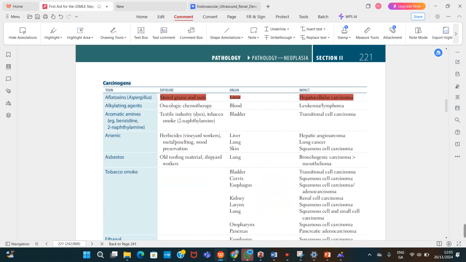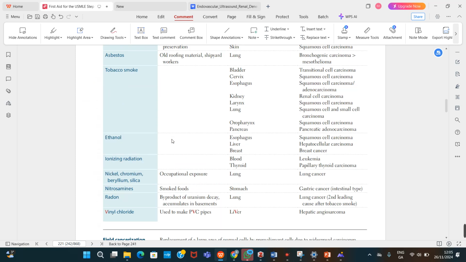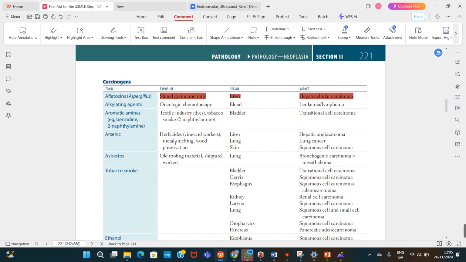So moving on to the carcinogens. The first is aflatoxin of Aspergillus. I know Dr. Abani will have mentioned this under the GI section. It's very common in people exposed to grain and nuts stored for a long time, which can grow the fungus Aspergillus and produce aflatoxin. Once aflatoxin is ingested, it gets oxidized by the cytochrome P450 system.